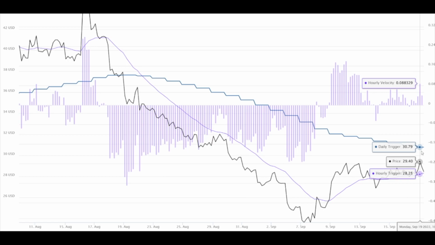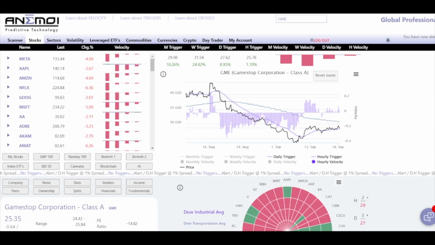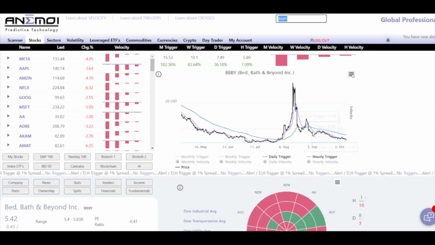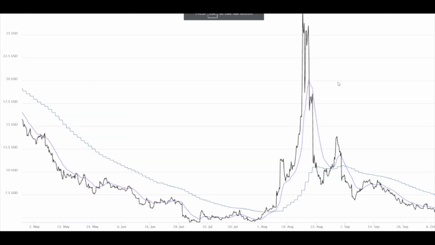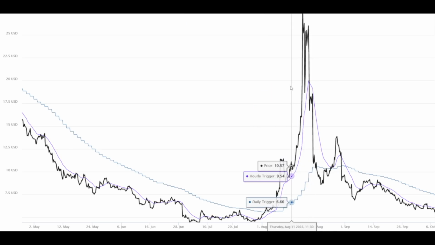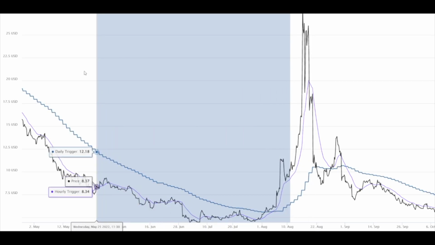And to know when the stock will be bullish again, that's when the hourly trigger crosses above the daily trigger. This was bullish divergence on the hourly time frame, and now let's look at it on a daily time frame. And the cool part about ANEMOI is that all the rules that I'll be teaching you work on all time frames. So let's zoom in on BBBY through this sell-off.